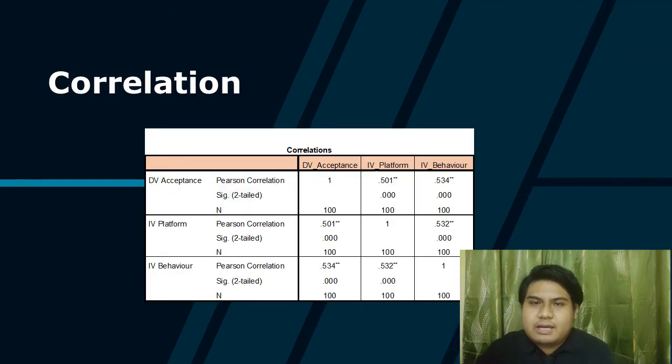Next, we continue the slide with correlation. The result shows that there is a difference in mean between online platform and student acceptance, as the p-value is 0.00, which is less than 0.05. Thus, the null hypothesis is rejected. The result also shows that there is a difference in mean between instructor behavior and student's acceptance. As the p-value is 0.000, less than 0.05, the null hypothesis is rejected.